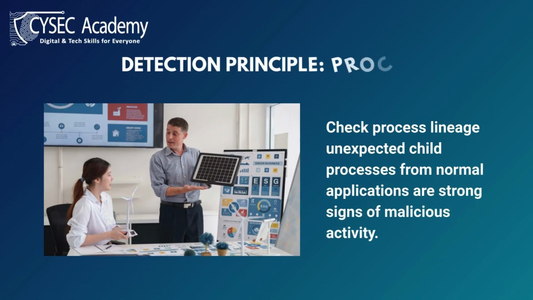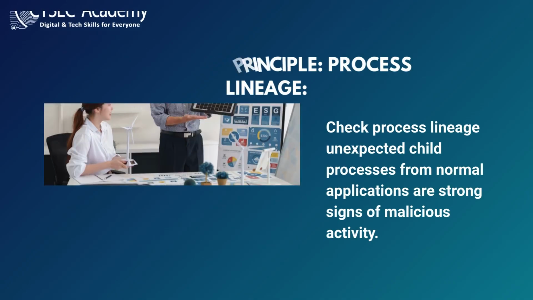Detection principle, process lineage: always analyze the relationship between processes. A legitimate application parent should only launch expected children. When an unusual parent, like a PDF reader, spawns a command shell, cmd.exe, it's a high-priority detection opportunity.